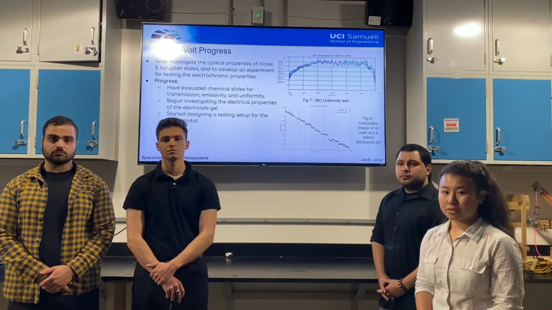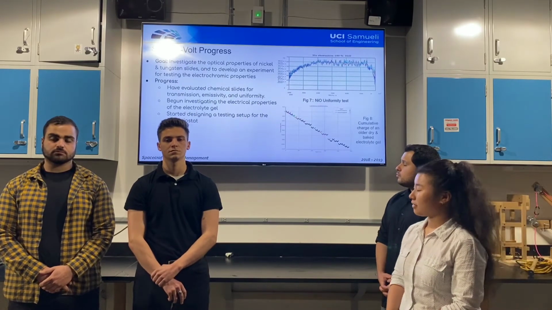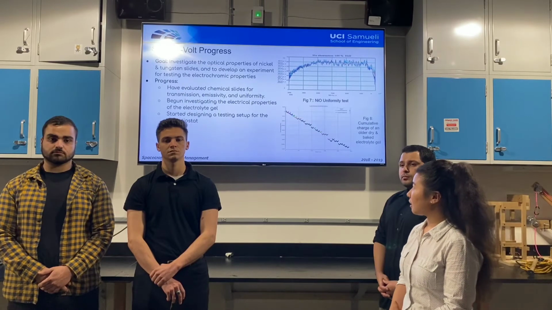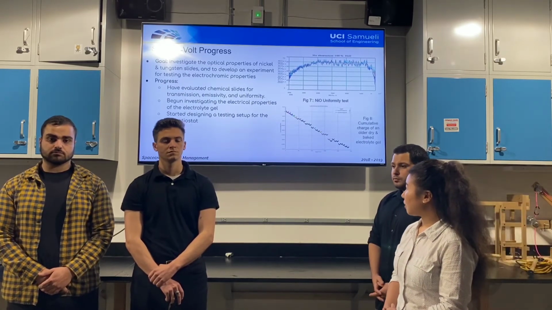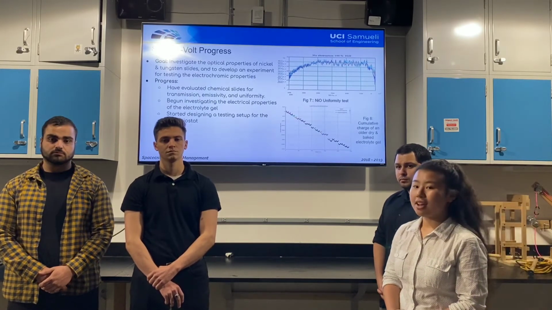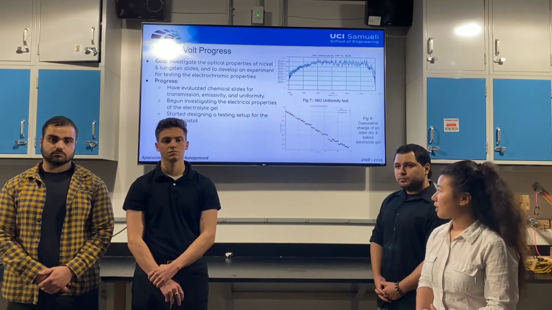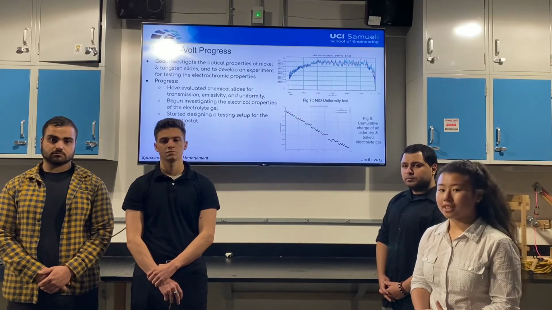As for the spectral team, their goal is to investigate the optical properties of the different slides and to develop an experiment for testing electrochemical properties. And for this quarter, they have evaluated chemical slides for transmission, emissivity, and uniformity. And they've begun investigating the electrical properties for the electrolyte gel. And they've also started designing a testing setup for the potential stack.